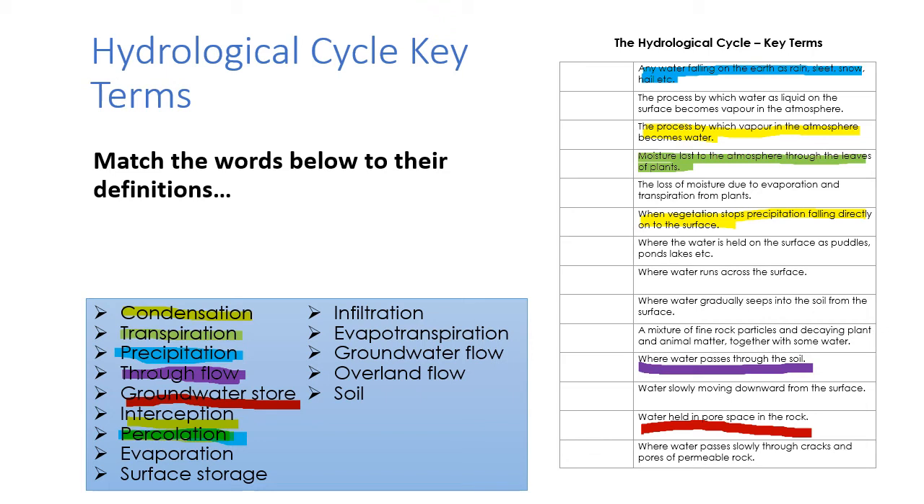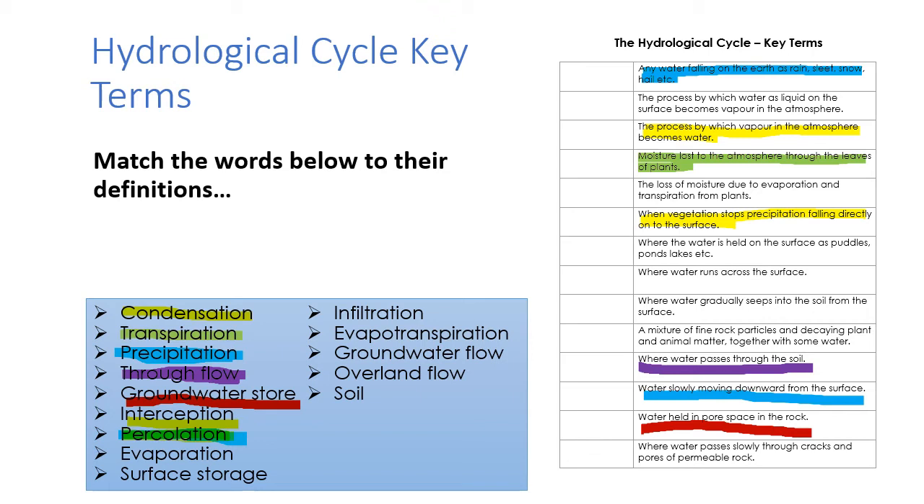Now, percolation, I always think of a coffee percolator here. That's like a thing where you've got coffee granules and grounds in and water soaks through it. And percolation is when water comes from the soil and soaks into the rock underneath. So what we're looking for is water moving from the soil into the rock. I'm guessing that's the closest one we've got to it: water moving slowly downwards from the surface. Really, it should be the soil into the rock.